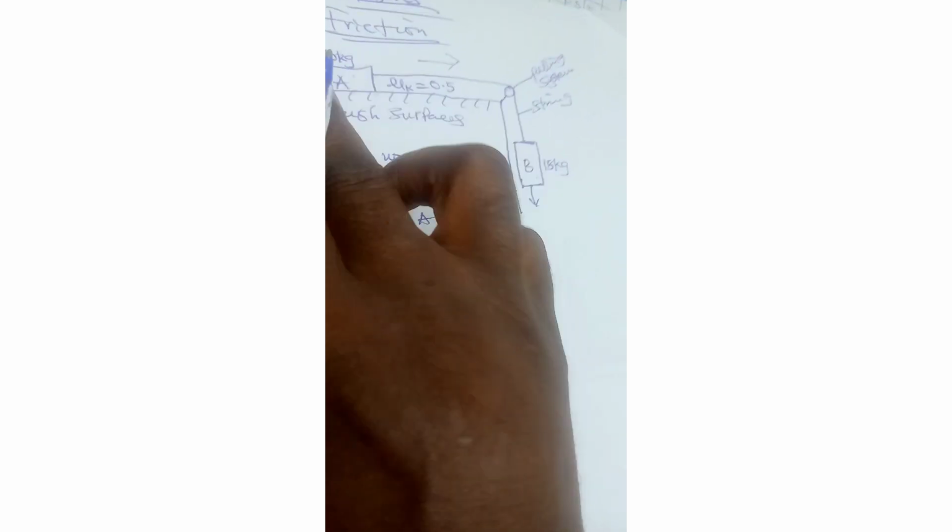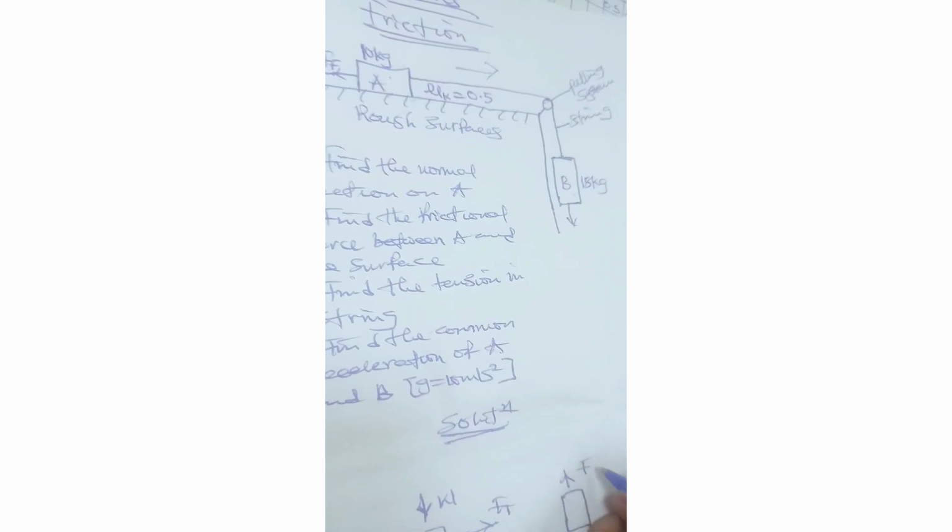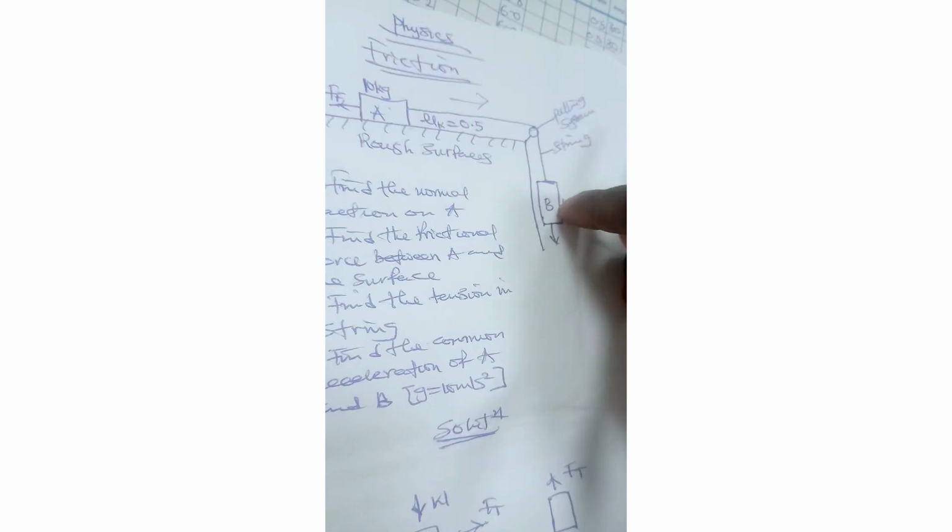That is, this one is trying to draw this one back. So that is the tension produced by object A on this, along this rope. That is, the tension will be in this form, F_T will be like this, going upward. While the tension produced by B is the one that is pulling object A forward.